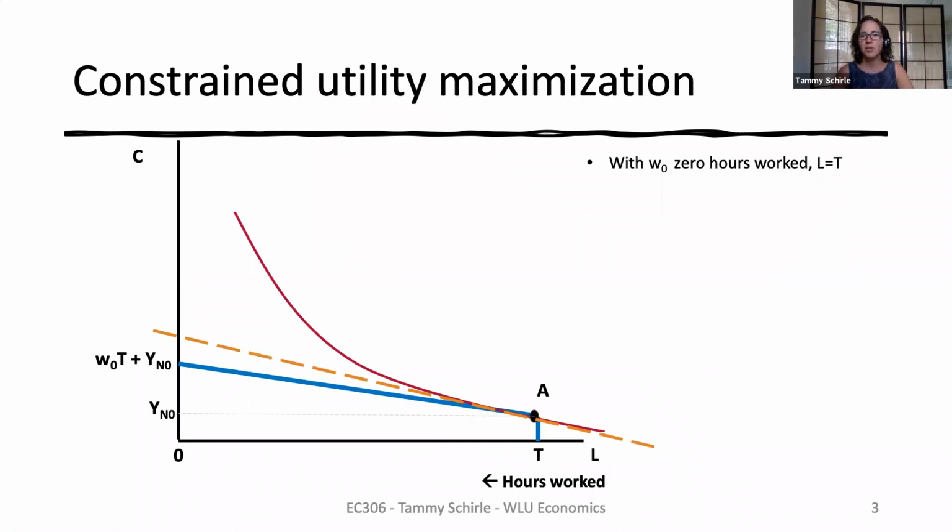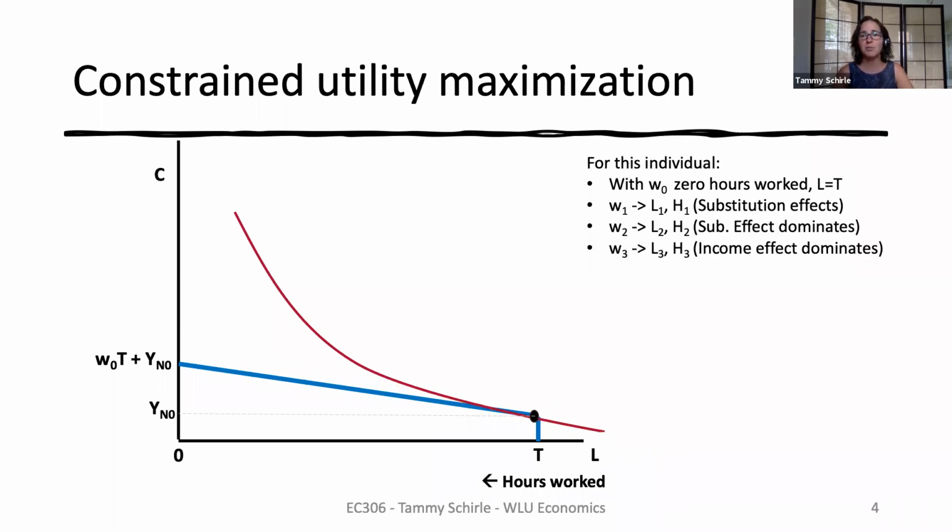Okay, so once again, we're going to start here with our constrained utility maximization problem. The person is offered a wage rate W0 in the market and has non-labor income YN0. Here we see the wage offered in the market is less than their reservation wage, so they are not participating and they work 0 hours with the total amount of leisure time being equal to their time endowment there at T, and they are sitting at point A.